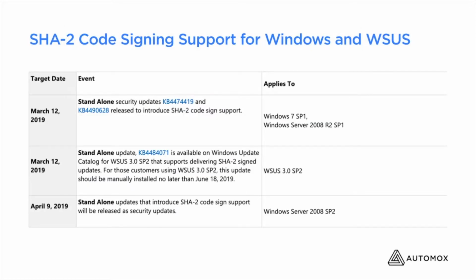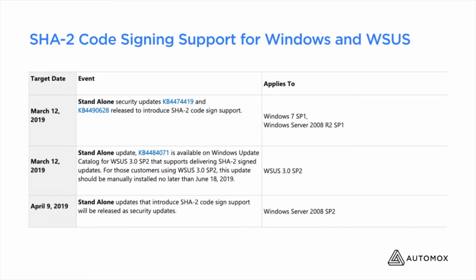The next slide is going to show you a breakdown of the dates, and it's important that you know these dates so you can be on the lookout for them when they actually do the releases. March 12th is the first iteration under this Patch Tuesday, so these have already been released, and it's the introduction for SHA-2 code signing. This is the first step they're going to be doing. These are for devices running Windows 7, Windows Server 2008, so older legacy versions. On March 12th, this KB release is to address WSUS 3.0 SP2. So the same day, they release it for WSUS.